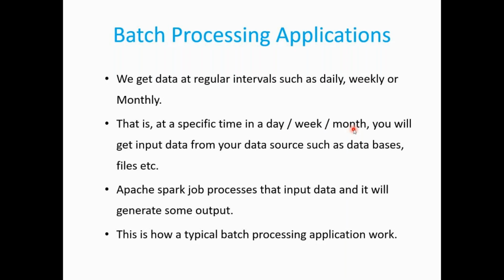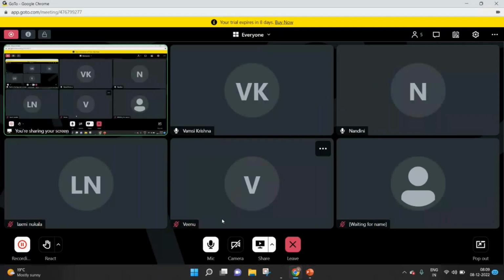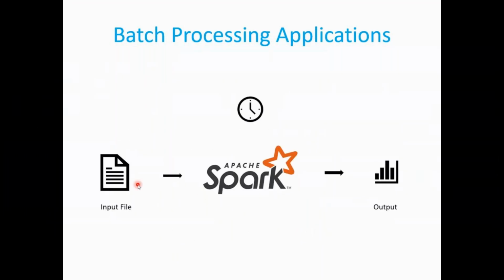So the point is very clear. If you get the data at a specific time and you take the data and process the data by using Spark to generate some output, that is nothing but an example of a batch processing application. In fact, your monthly bills that are getting generated, such as your mobile bill, your internet bill, all those bills are examples of batch processing applications. As you can see here, there is a specific time at which your data gets generated. You take the data, process the data by using Spark to generate the output. So this is a batch processing application.